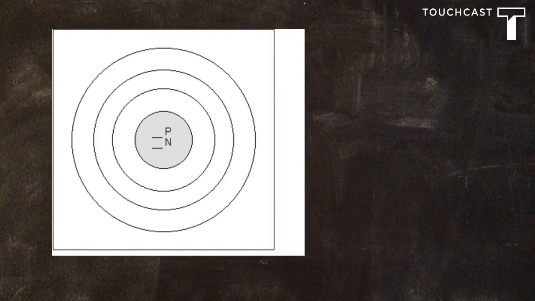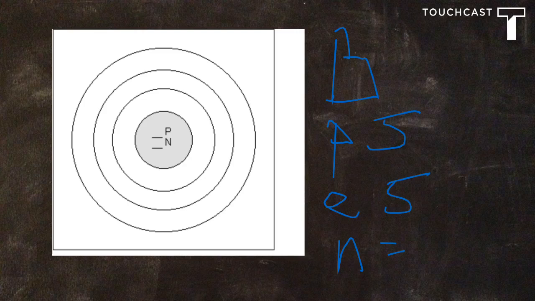So here's our template for a Bohr model. We may or may not use all of these energy levels when we're doing this. So we're going to use an example of boron. Okay, we know that boron has 5 protons, which means it has 5 electrons. And if we do the calculations to find the neutrons, we discover that it has 6 neutrons.